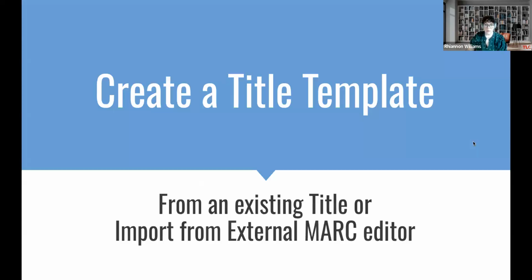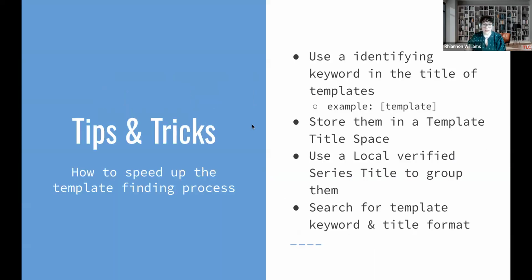So let's talk about creating a title template, and that can either be from an existing title within your collection in your database in LS2 cataloging, or it could also be creating a title template from an external MARC editor like Bibliophile or MARCEdit, and then bringing it into LS2 cataloging via import. So I want to give a couple of those tips and tricks as a heads up, and then I'll kind of show them in process, or like as we go through the process of creating those new titles.